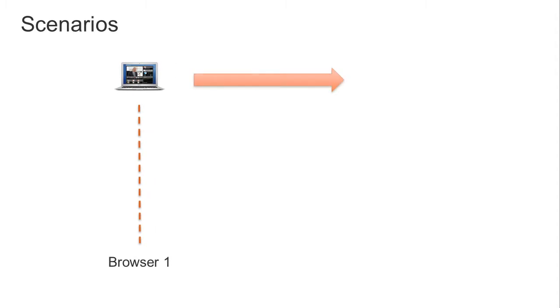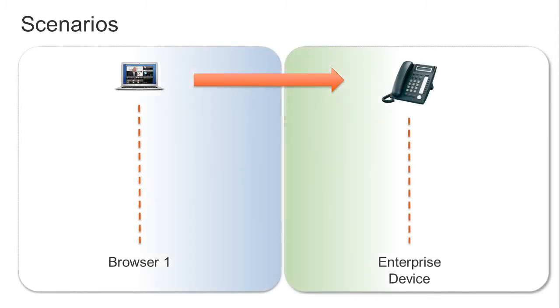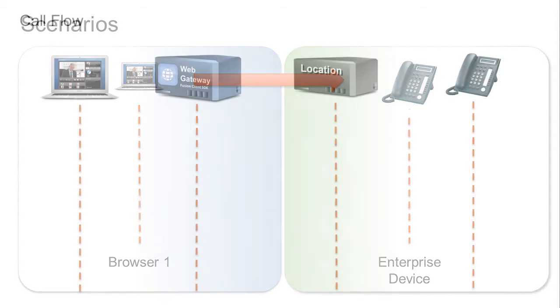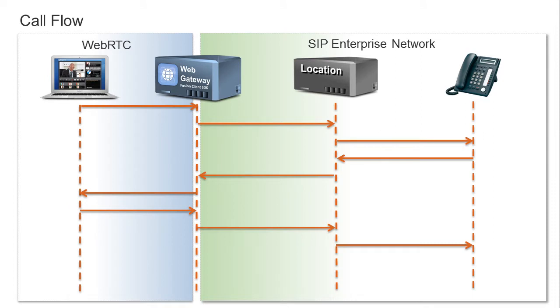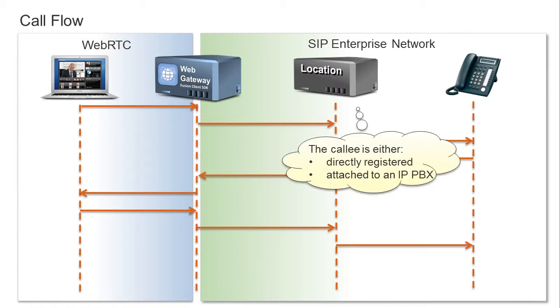So what happens if we want to call someone registered with a traditional endpoint inside the enterprise? Well, the Fusion Client Core SDK has got you covered. The signaling is very similar to the previous scenario, except the location service knows the endpoints internal to the enterprise network, perhaps registered with a standard registrar server or hanging off an IPPBX, so routes the call accordingly.